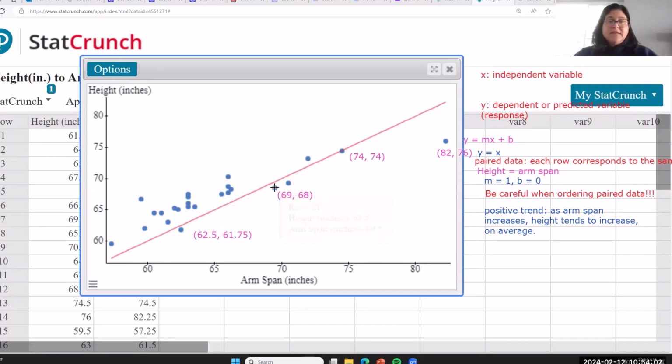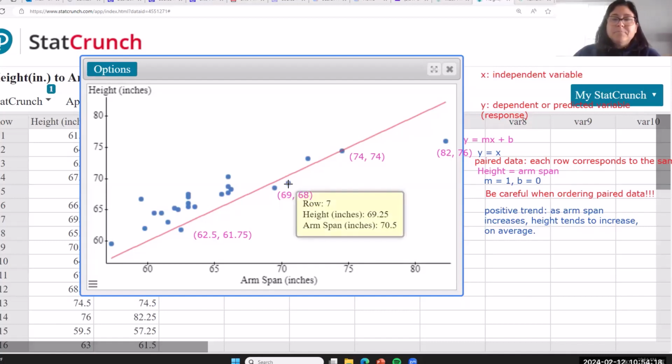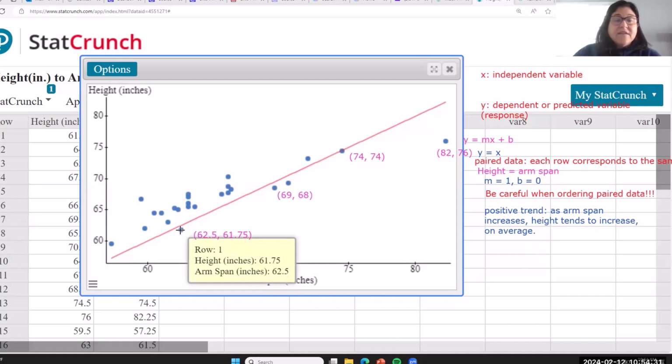So notice I'm on this right now. Notice the height here is 68.5 and the arm span is 69.5. So for this point, which is bigger? The arm span. How about for this point right here? The arm span is bigger. And this one over here, the arm span, the x, 82 is bigger. And then this one right here, again, the arm span is bigger.